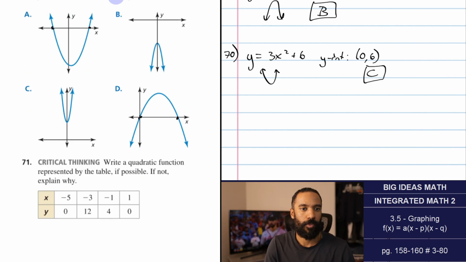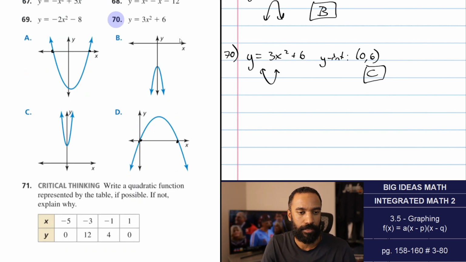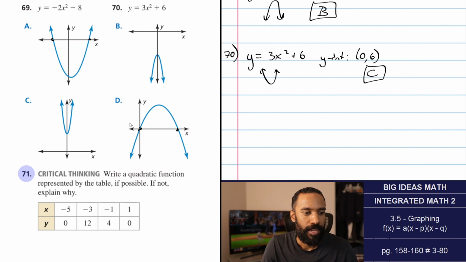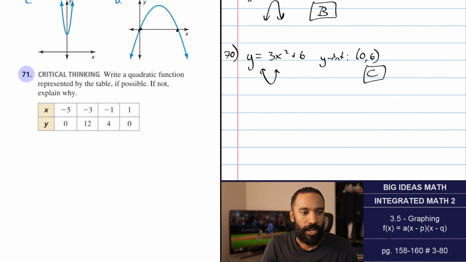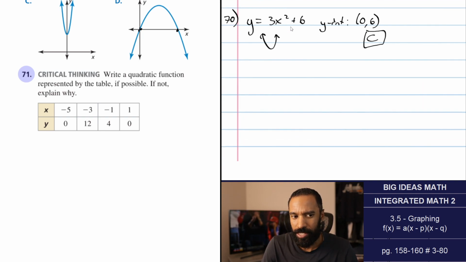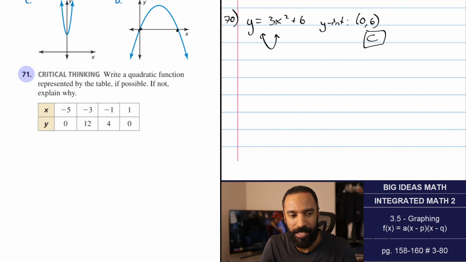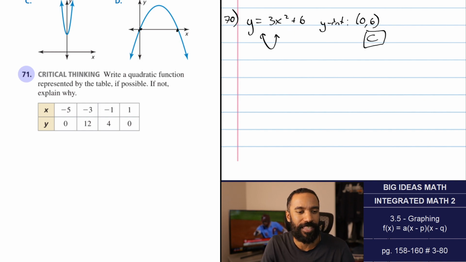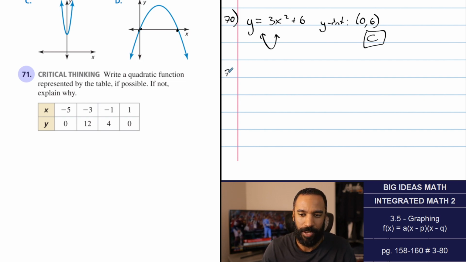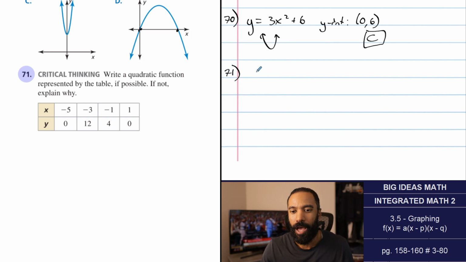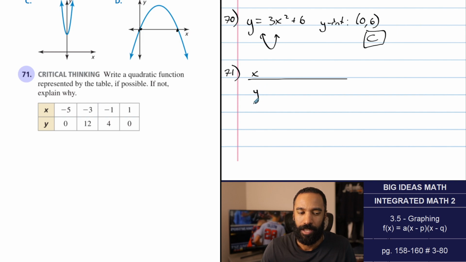All right, 10 more questions, and let's see if I can fit everything in time. Number 71, write a quadratic function represented by the table if possible. If not, explain why. This is interesting because they give us 4 points, and I'm not ready to... Oh, no, this is fine. This is totally fine. Okay, great. I didn't want to do this whole system of equations thing or what we were doing before. Okay, check this out, guys.